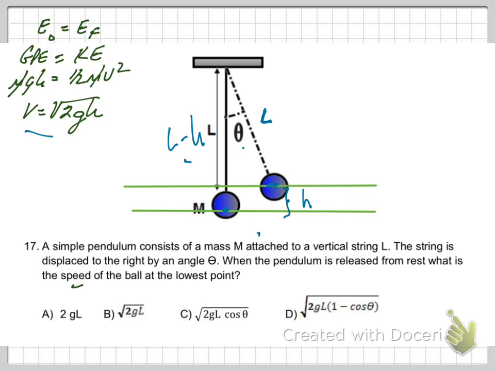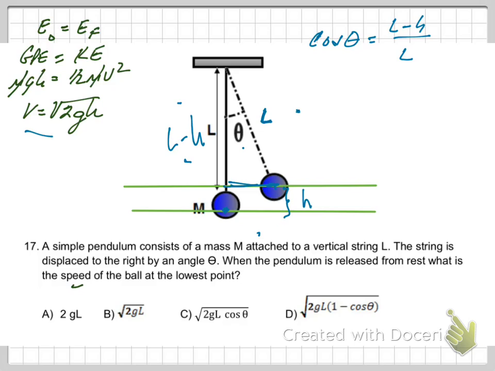We have an angle, and if we look at this, this is a right triangle, so we have a hypotenuse and an adjacent side. So that would be cosine. Cosine theta is going to relate the adjacent side, which is L minus h, over the hypotenuse, which is L. And we want to come up with the height so we can plug it into our original equation.